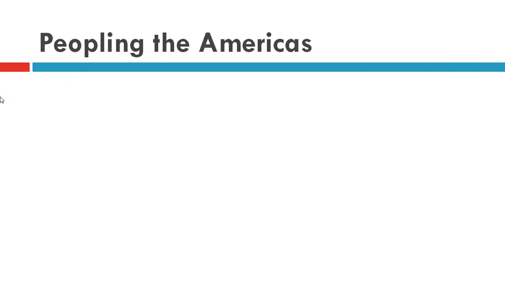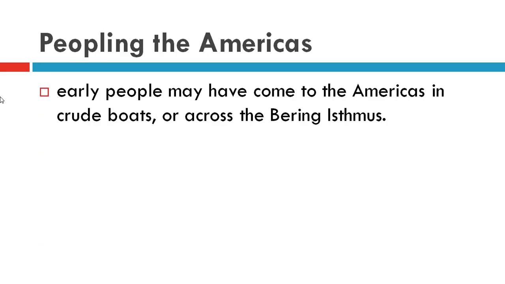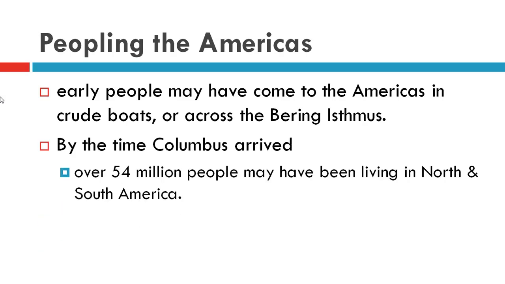Now on to the content of Chapter 1 finally. First of all, as you probably know, early people may have come to the Americas in crude boats, or more likely across the Bering Isthmus. I'll show you a map of that in just a second. But by the time that Columbus arrived, over 54 million people, it's estimated, may have been living in North and South America.